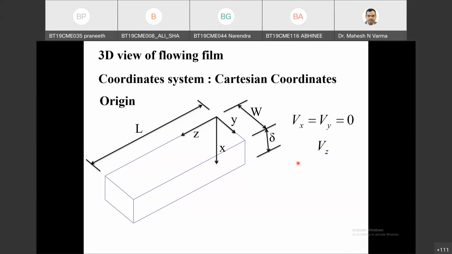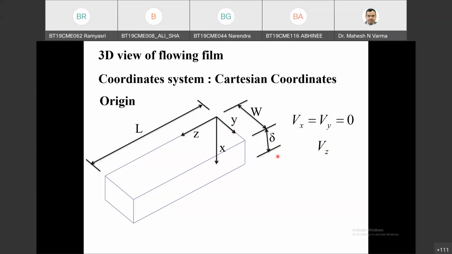Roll number 62, Ramashri. Yes sir, Vz is a function of y. Sir, I think it is due to the no slip boundary condition. No. Vz is a function of y, but where is the no slip boundary condition coming from? If you are at the bottom, okay, no slip boundary condition. But if you are at the top layer, then where is the no slip boundary condition coming from?